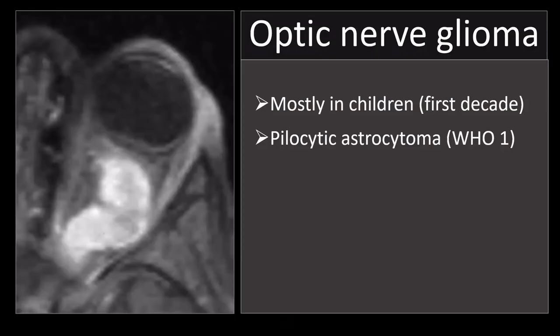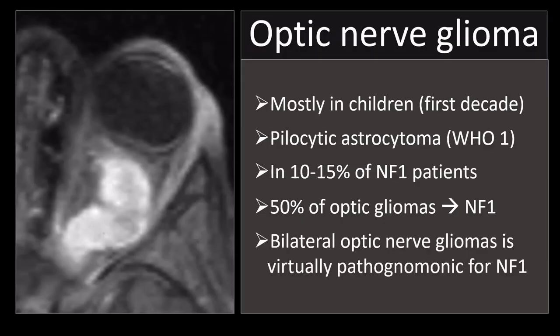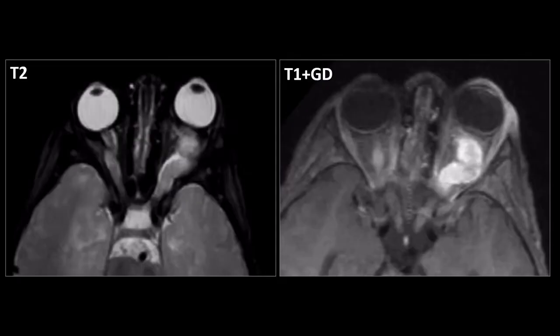to pilocytic astrocytomas, which are very benign WHO grade 1 tumors. Optic nerve gliomas are seen in about 10 to 50% of neurofibromatosis type 1 patients. And if you see them bilaterally, that's almost pathognomonic. And if we reverse it, 50% of optic gliomas are found in patients with neurofibromatosis type 1. So only 50% of optic glioma patients do not have neurofibromatosis type 1. And as said, bilaterally, that's basically pathognomonic for NF1 if you see them on both sides.